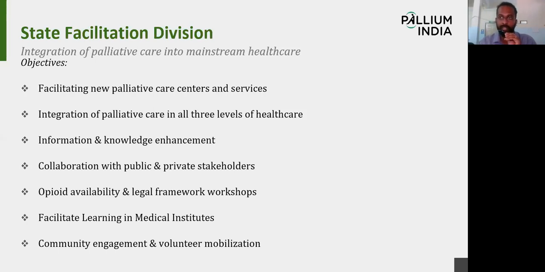Then we collaborate with public and private stakeholders, as Babu said. Next is opioid availability and legal framework workshops. This is one of the major challenges in the Indian context, especially opioid accessibility for medical professionals and palliative care facilities. The government has very strict regulation on opioid accessibility, so we conduct various workshops in various states. We facilitate learning in medical institutes, and community engagement and volunteer mobilization.